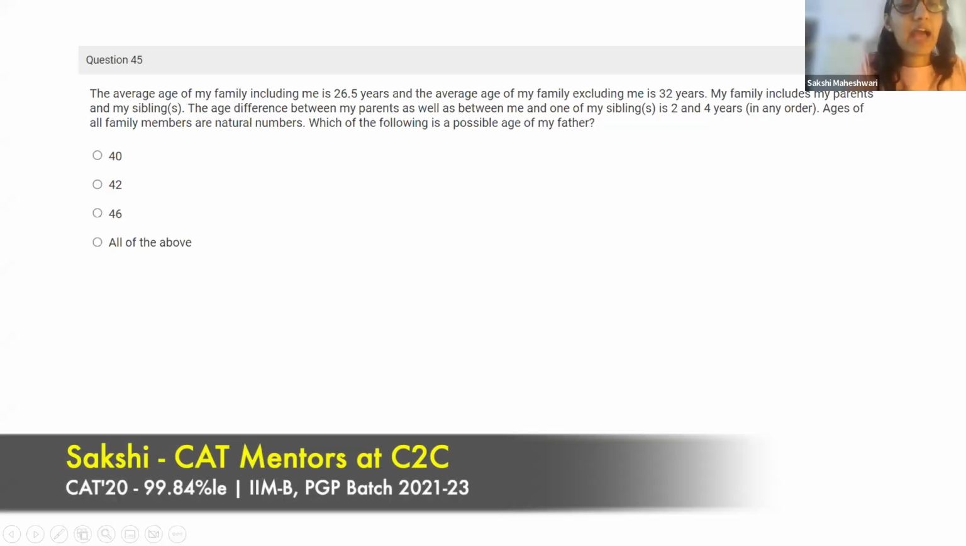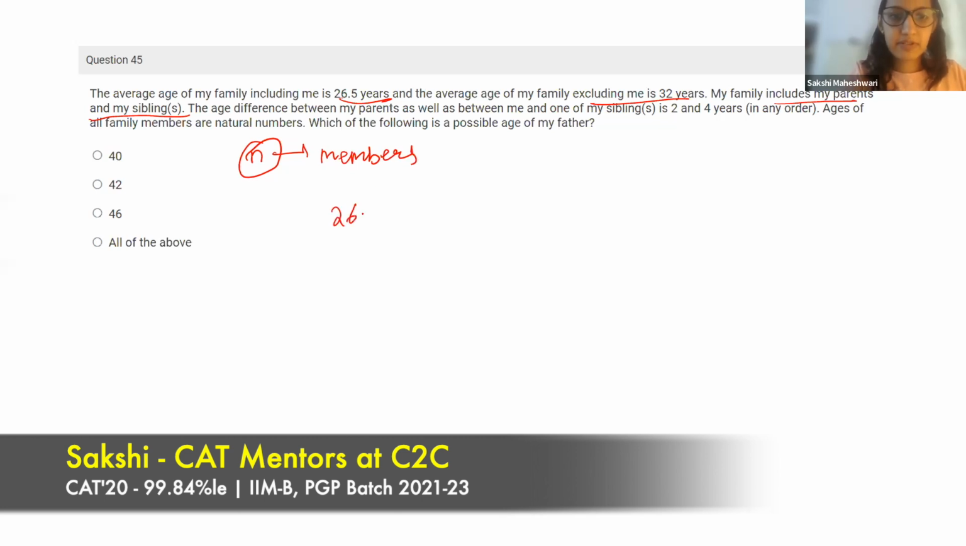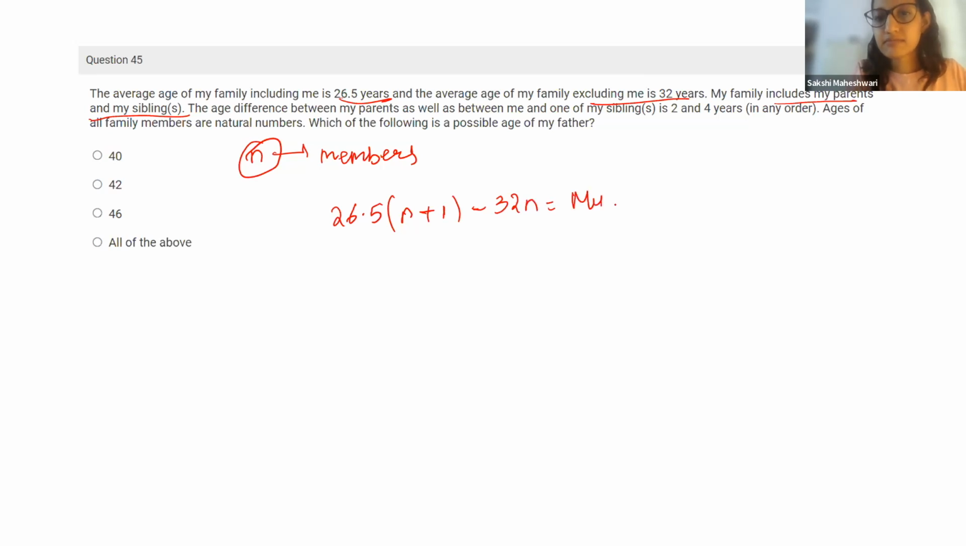The average age including me is 26.5 years and excluding me is 32 years. Now my family includes my parents and my siblings. So assuming that my family excluding me is n members, the average age including me gives us 26.5 into (n plus 1) minus 32n equals my age.